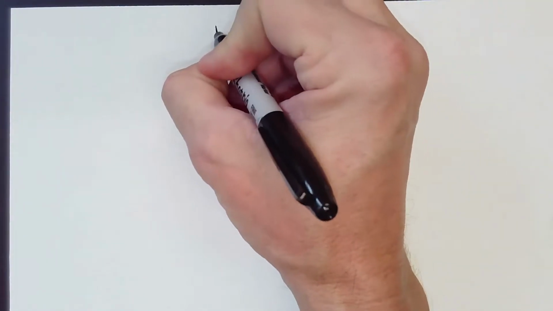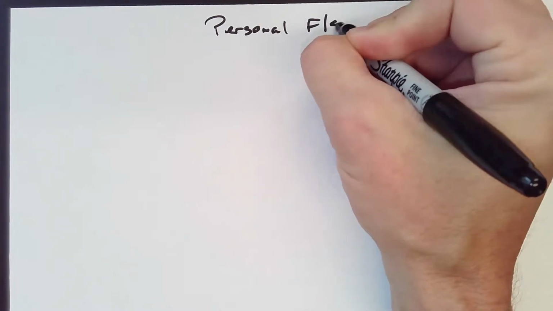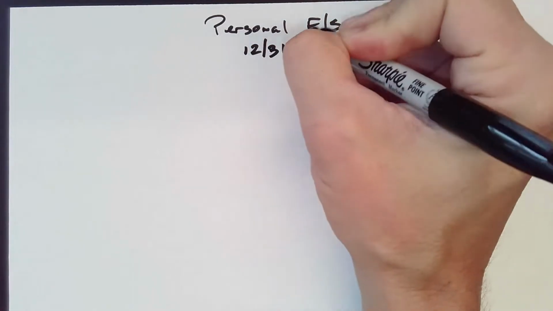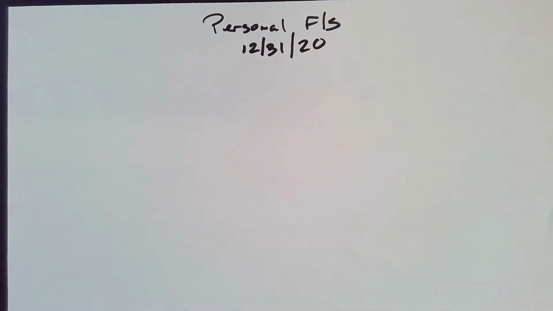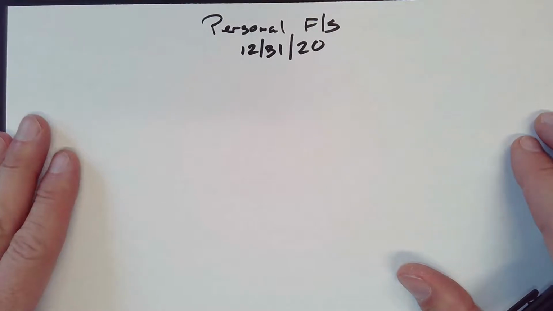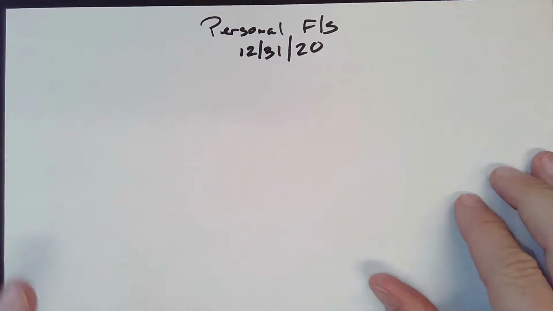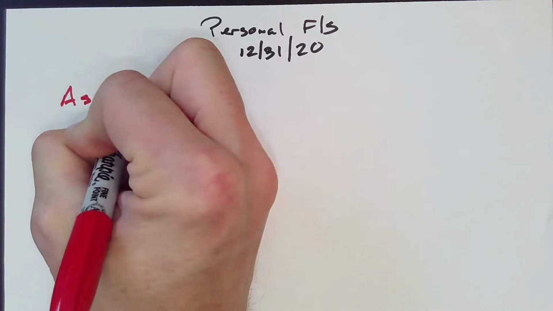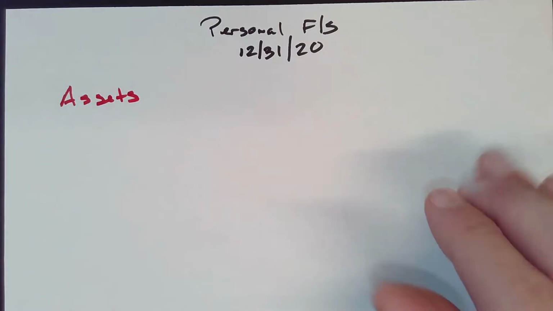So these are your personal financial statements. And everything is as of 12/31/20. So in constructing your personal financial statements, we can at least start with known items. So here are the known items that we're going to look for. Let's go through and list out all of our assets. Right? And we know that those assets are things that we own. So things that I have.